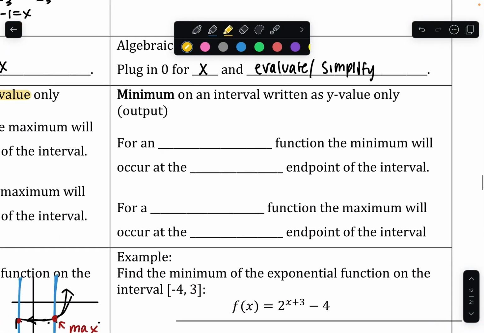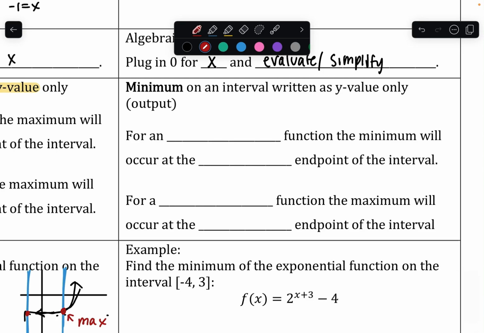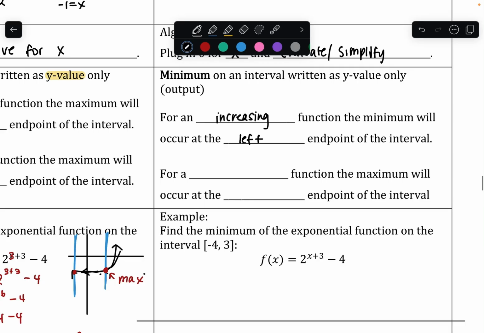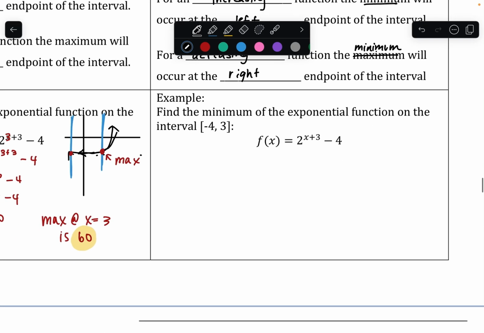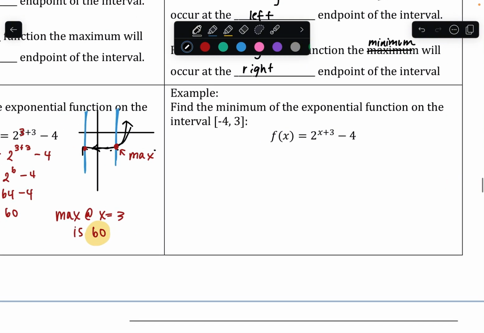Okay, for a minimum, for an increasing function, that means the left endpoint is going to be where the minimum is. And then for a decreasing function, that should say minimum. The minimum will occur at the right endpoint. Okay, and so here we have the exact same function, but now we want to plug in the left endpoint because we are looking for minimum.